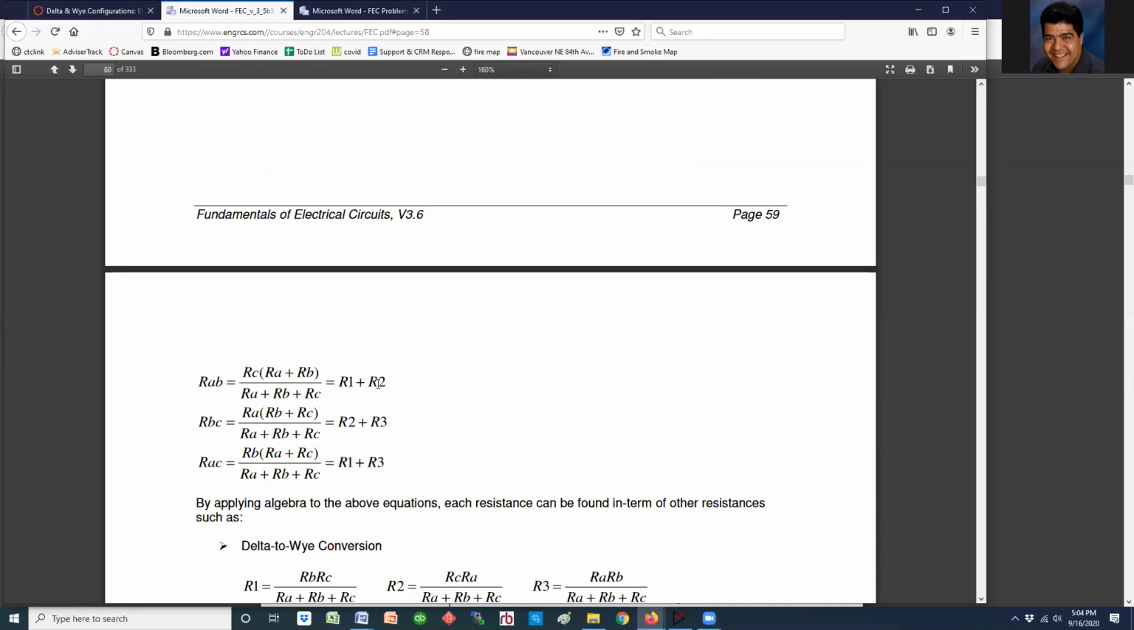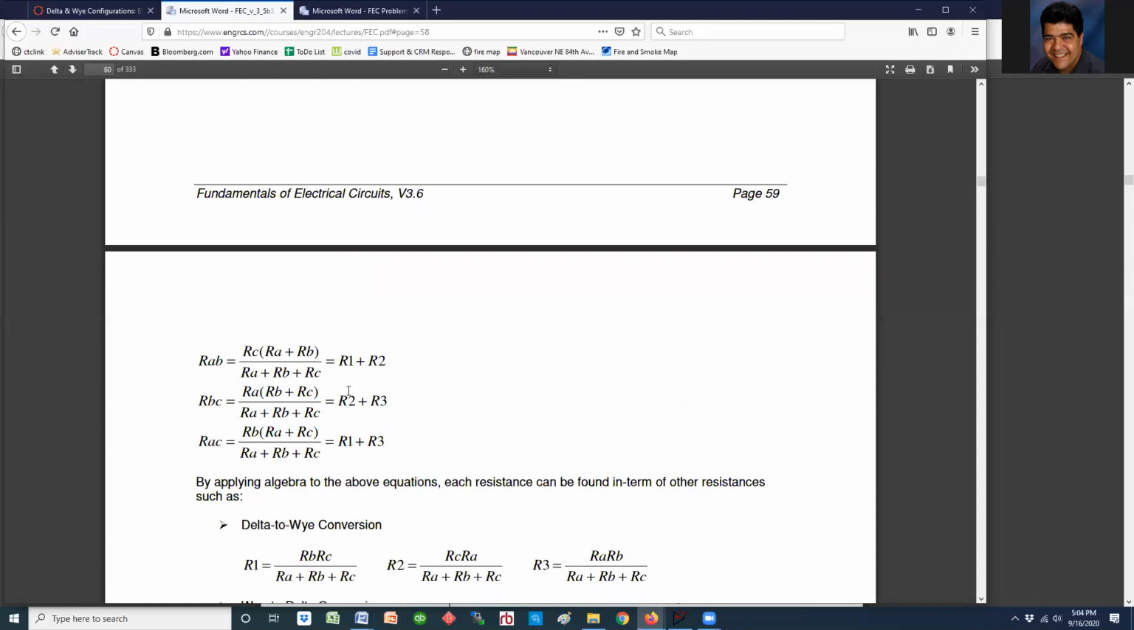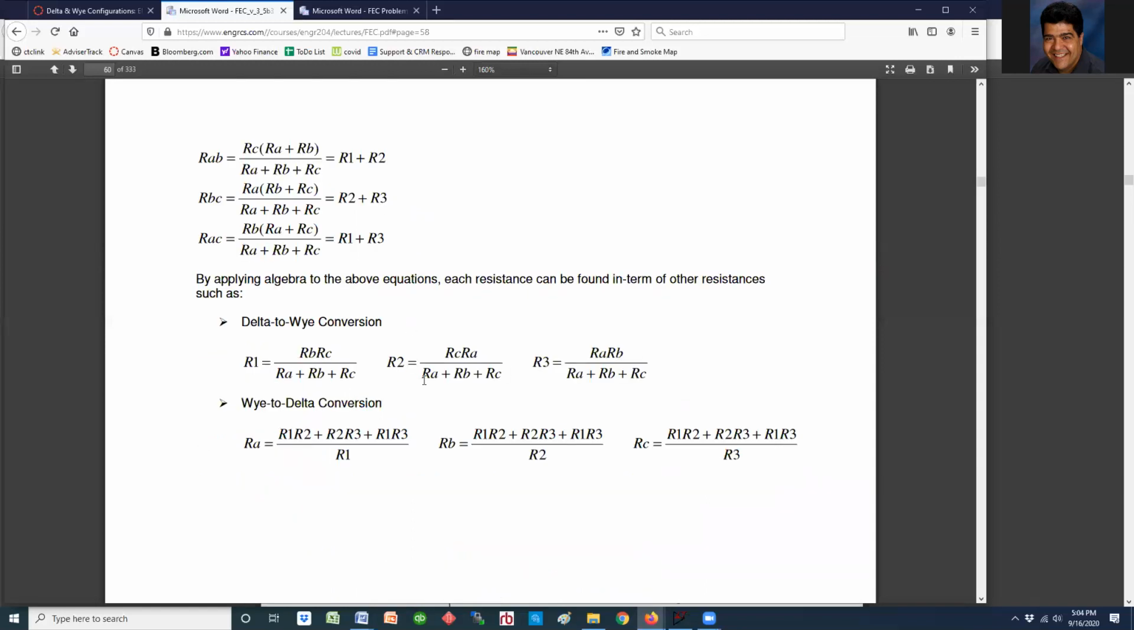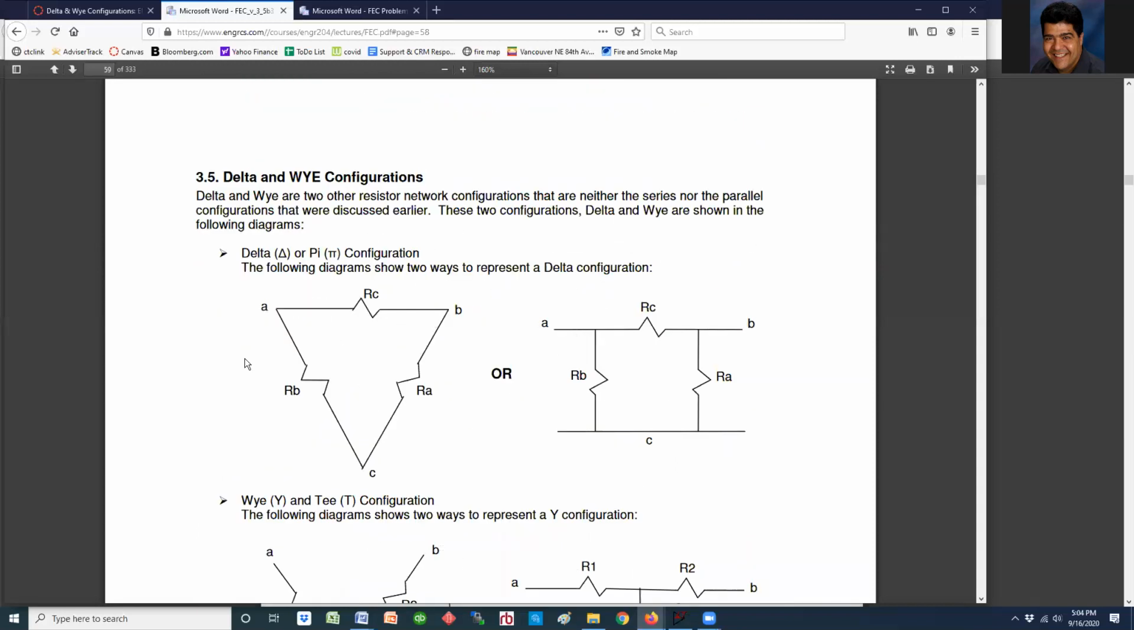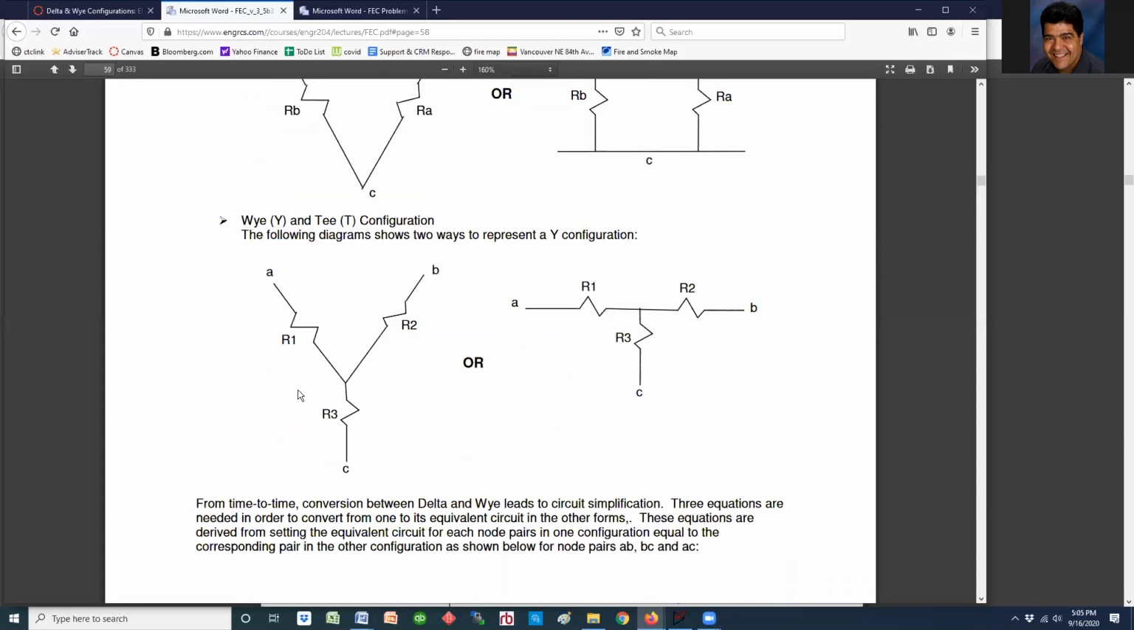So you can see this is one equation, this is two, this is three, and then we can clean this set of equations up and rewrite them this way. So if I want to go from a delta to a Y configuration, I know what RA, RB, and RC are. It doesn't matter whether I have this or this, I know what these resistors are. If I want to convert it to this, all I have to do is figure out what R1, R2, and R3 are.